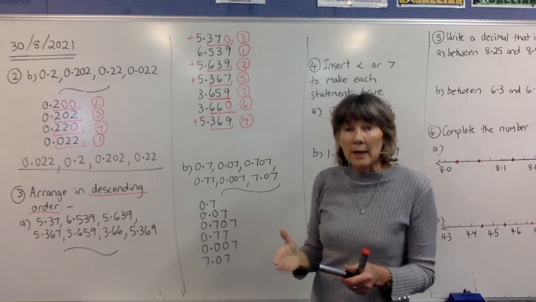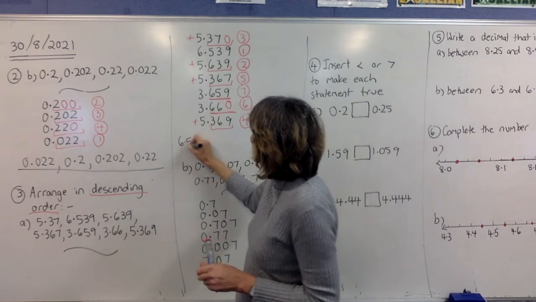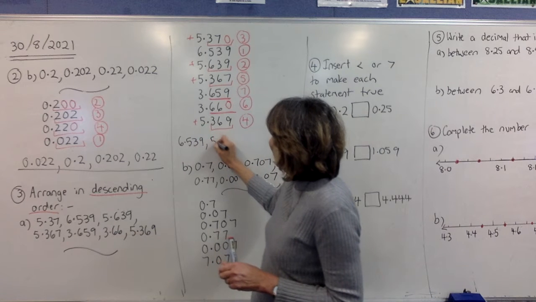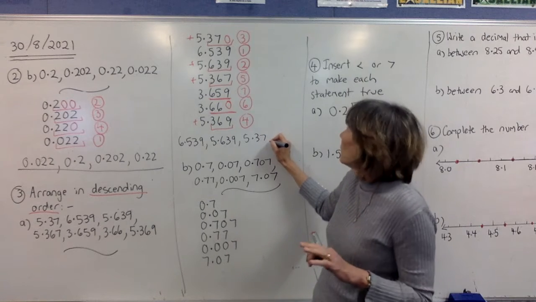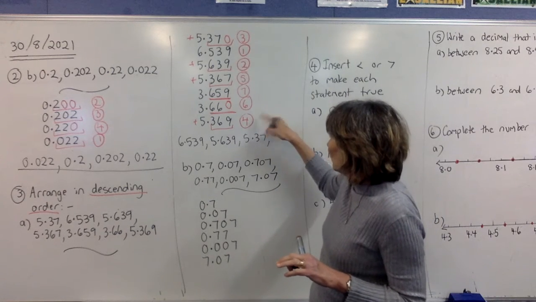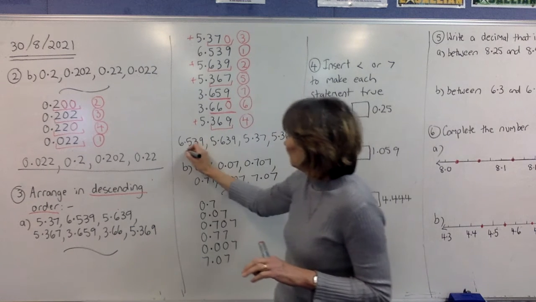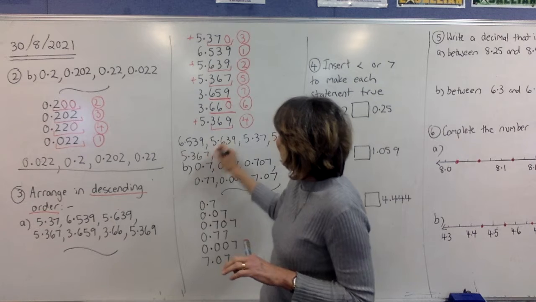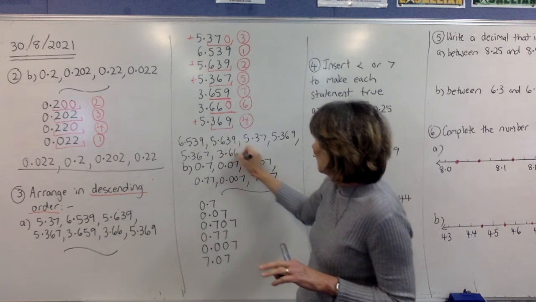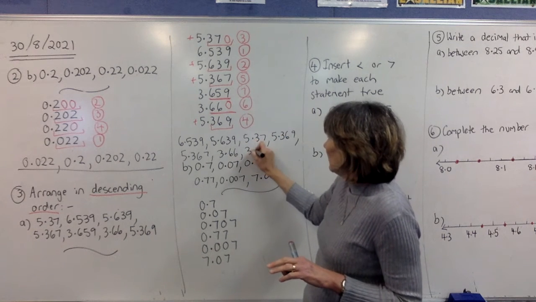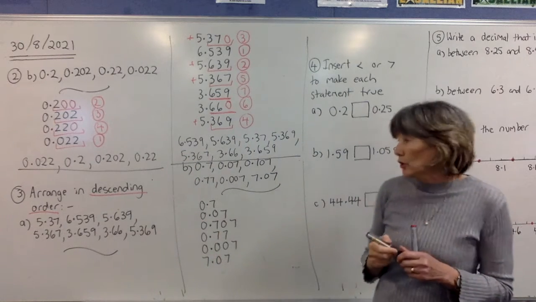So now we put them all down without the red zeros in the order we said. 6.539 goes first, 5.639 second, 5.37, no zero remember, for third, fourth one, 5.369, the fifth one, 5.367, then this one without the zero, 3.66, and then number 7, 3.659. And that's the end of that question.